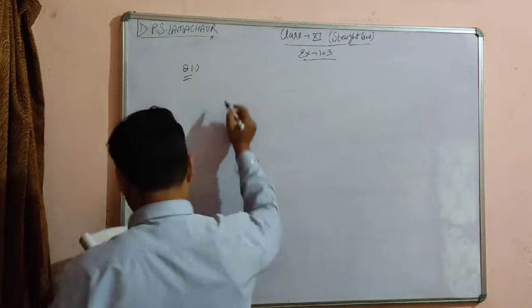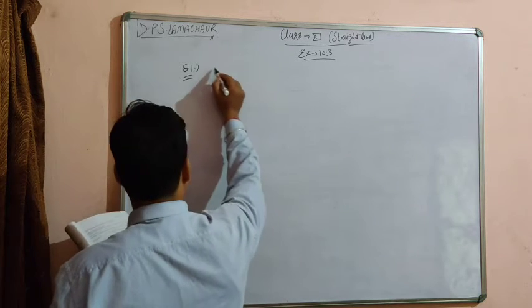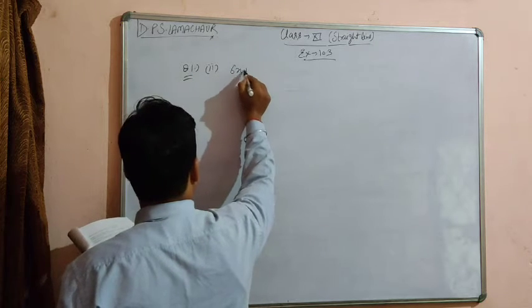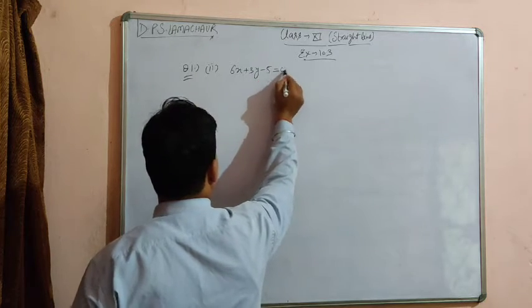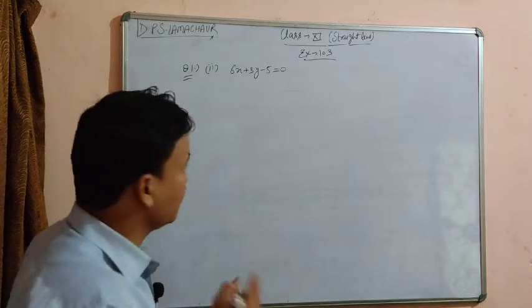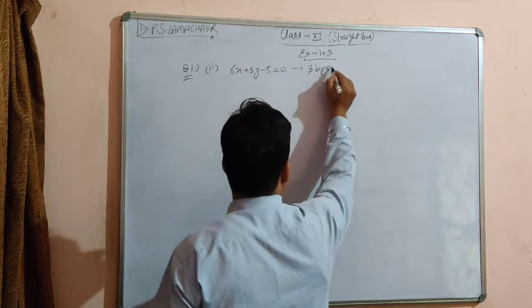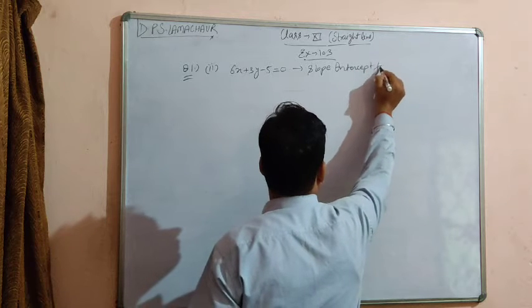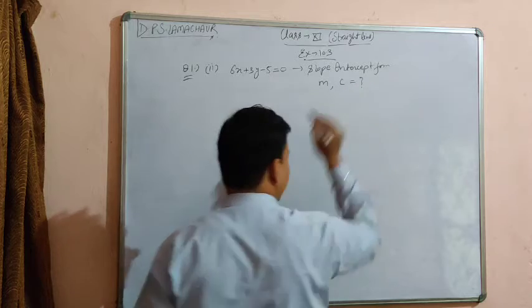Okay, so the very first question I have already done in my Google Meet doubt class. So I am taking here question number 2, which is 6x plus 3y minus 5 is equal to 0. What we have to do is reduce it to slope intercept form, and hence find what is the slope and what is the y-intercept.